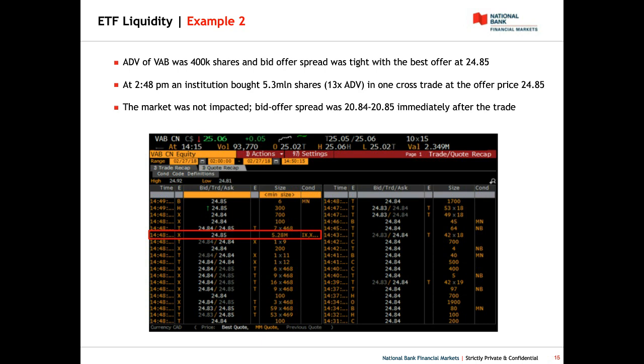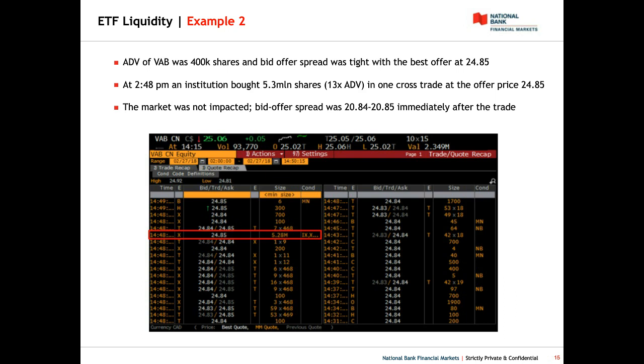Now, for a stock, trading 13 times average daily volume would have had massive price impact. But in this case, if you look again right after the trade, you look above the red rectangle, that bid-offer spread was 20.84 to 20.85, so the market was not impacted at all. And because there is a market maker who is accessing liquidity of the underlying market near fair value, this kind of size is really not a concern.